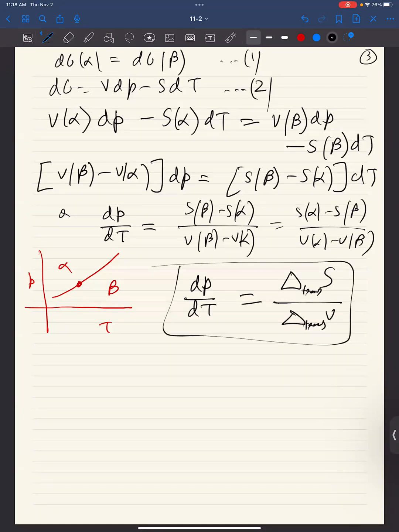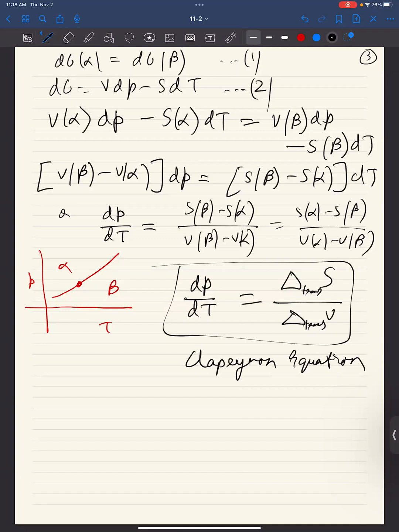We derived it for a one component system. For two components, you can derive something similar. It will be slightly more complicated, but we'll stick with one component. This is very important. This equation has a name. It's known as the Clapeyron equation. Towards the end of this class, we will derive something known as the Clausius-Clapeyron equation.